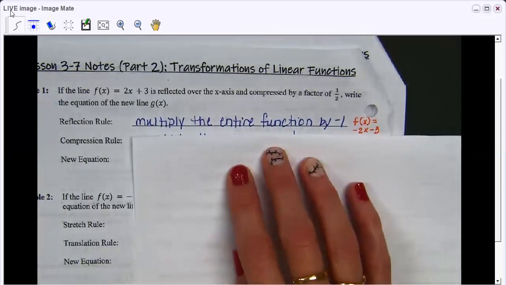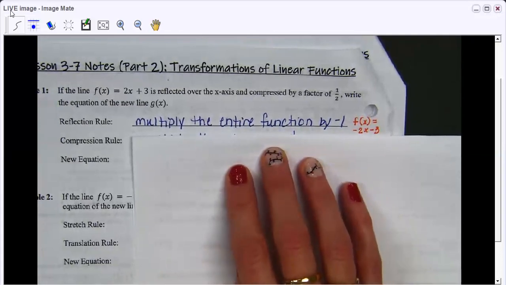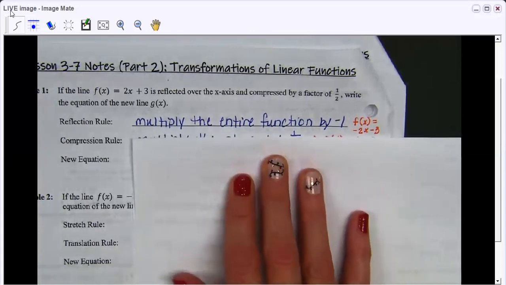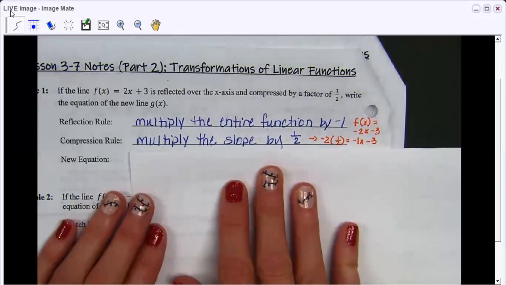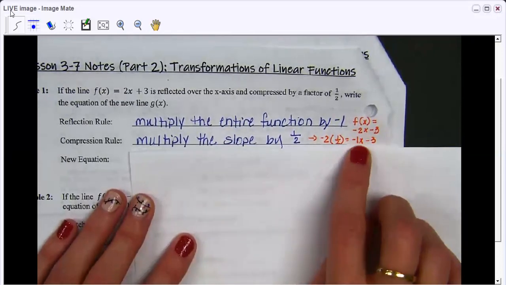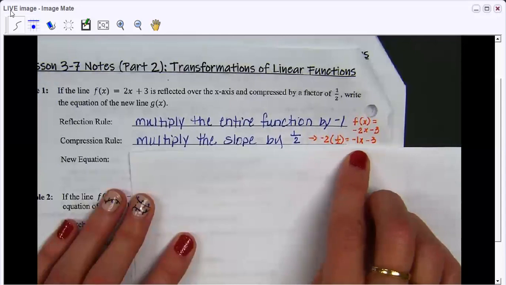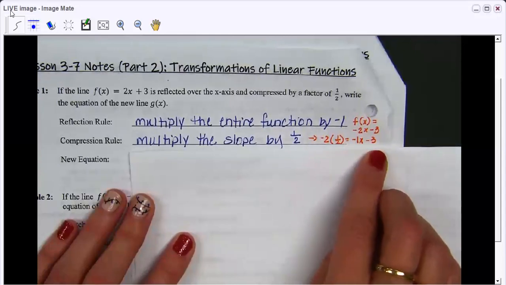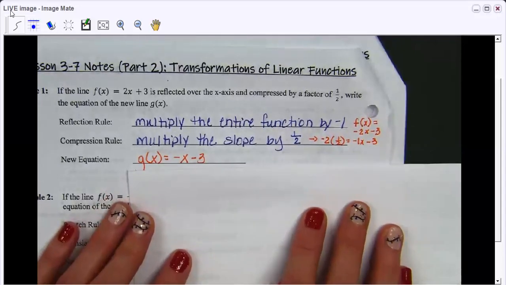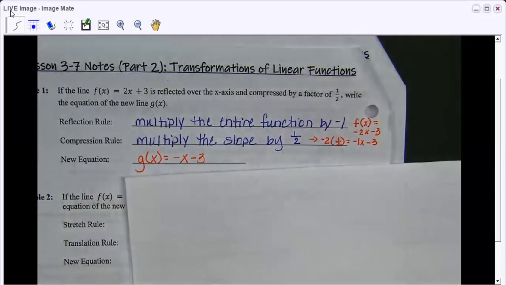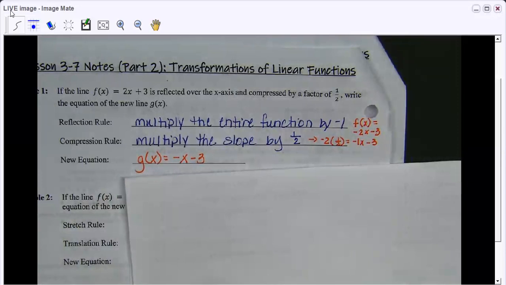Okay, can somebody tell me what the compression rule is if I'm going to compress by a factor of 1/2? Luke? You multiply the slope by 1/2. And when I do that, I'm multiplying -2 times 1/2, and I get -1x minus 3. So that would be my equation. Okay. And so this is what we're doing with each one of these. And we'll do a few together, and then I'll have you do some on your own.